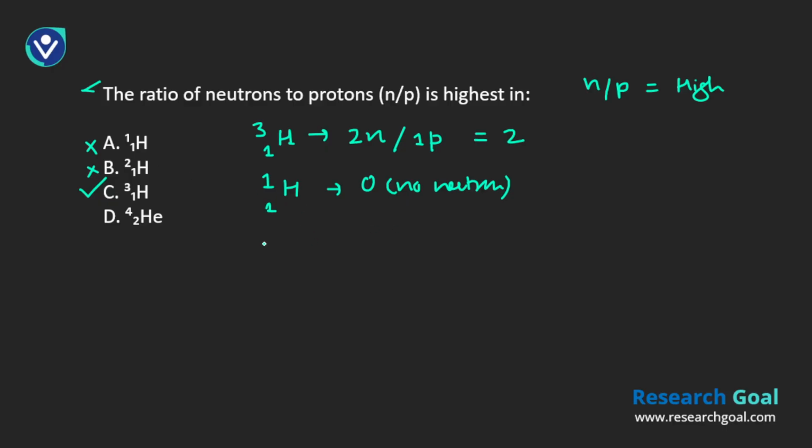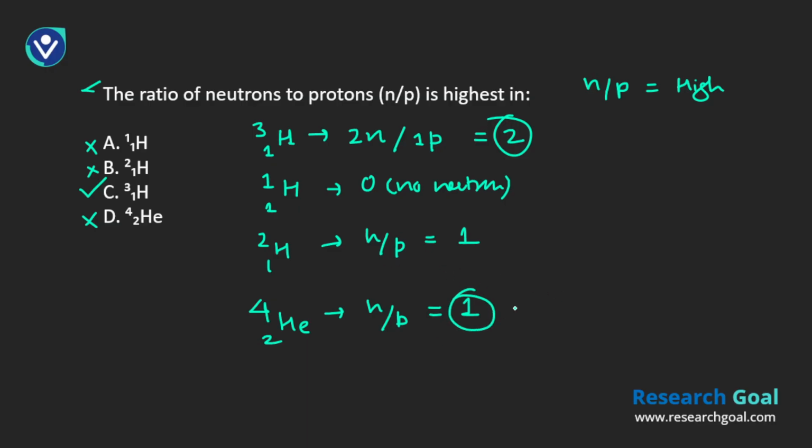In option B, this is 2-1 H, where N upon P is equal to 1, which is less than option C. The final option, which is more confusing, is 4-2 He. If you calculate N upon P, it turns out to be 1, because you have 2 neutrons and 2 protons. So again, the correct option is C, which has the highest neutron to proton ratio.